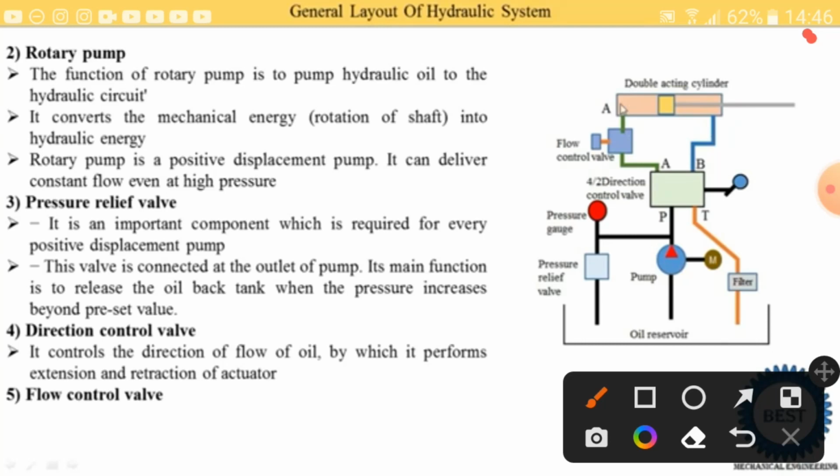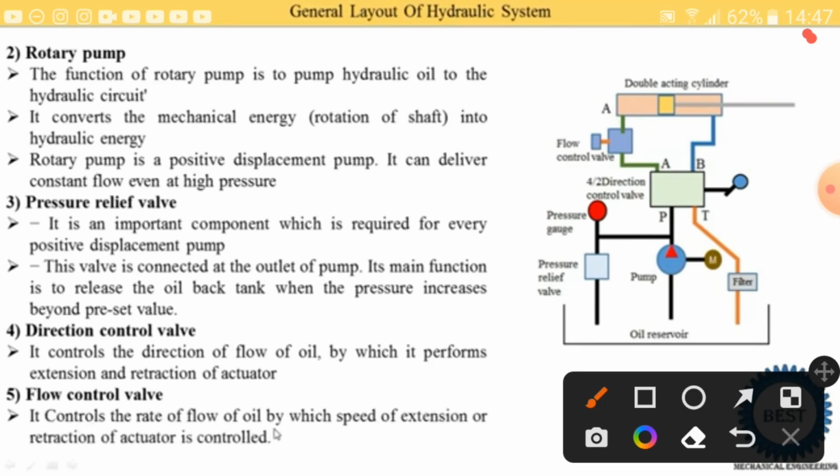Sometimes the oil supply to the cylinder is required at 2 liters per minute, sometimes 2.5 liters, sometimes 3, 4 or 5 liters. So it is controlled using the flow control valve depending on the pressure or force required. It controls the rate of flow of oil, by which the speed of extension or retraction of the actuator is controlled. This actuator means a double acting cylinder, so you need not be confused.